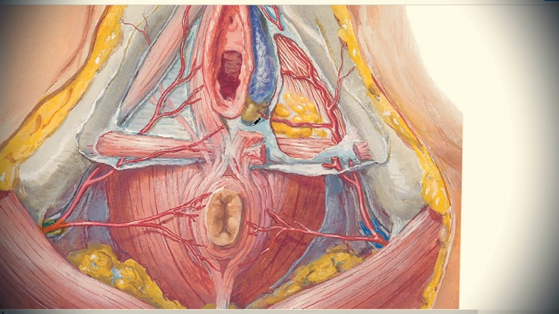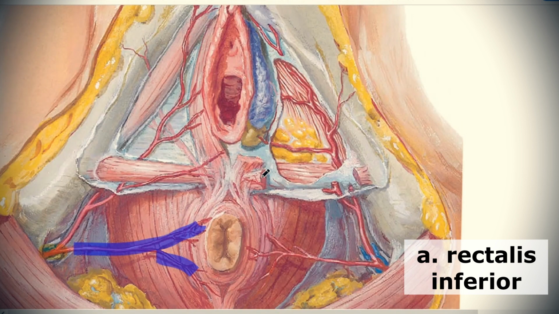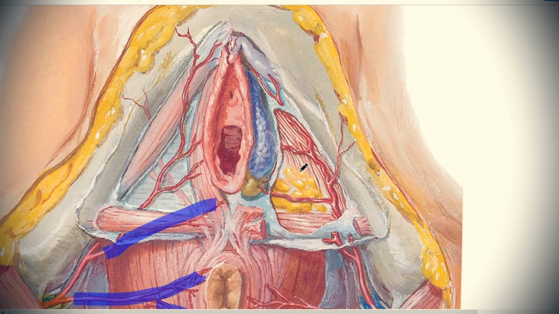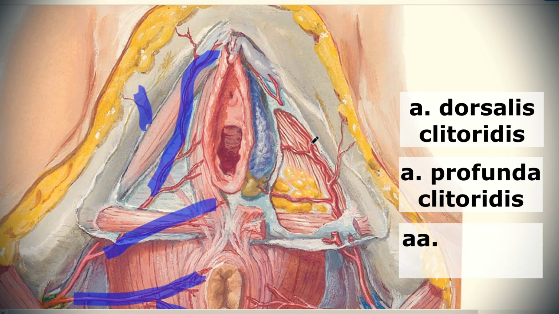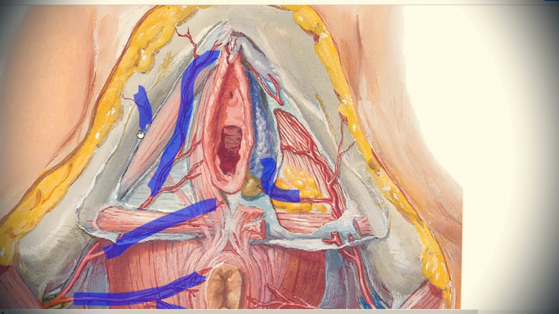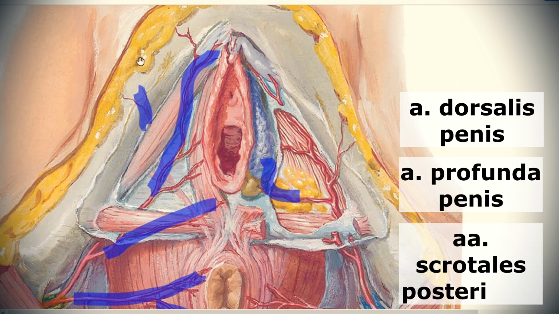First are the branches that are common for female and male. They are arteria rectalis inferior, the inferior rectal artery, that comes to canalis analis and supplies musculus sphincter ani externus. Then it's rami perinealis that will supply all perineal muscles. Then they will differ. Female will have arteria dorsalis and arteria profunda clitoridis and arteria labialis posterioris to supply labia pudenda major. If we talk about male, we will have arteria dorsalis and profunda penis and arteria scrotalis posterioris. This part will be different.